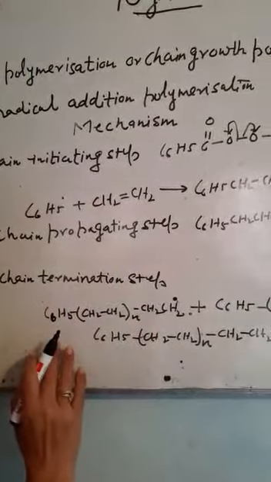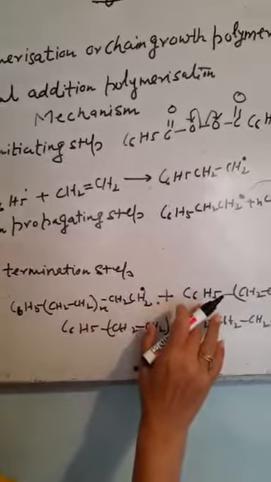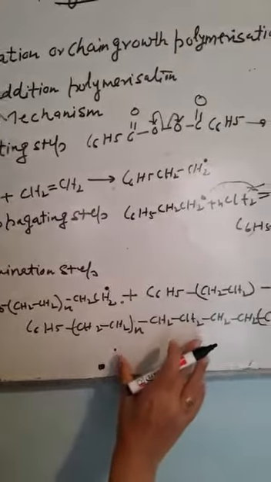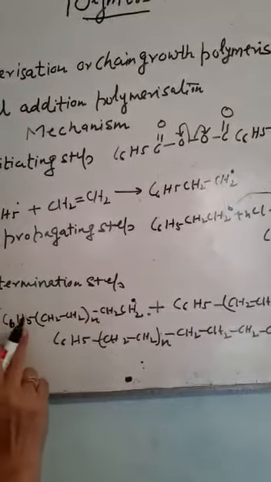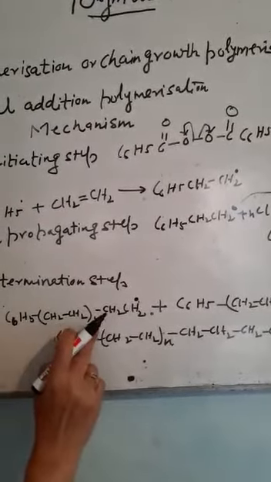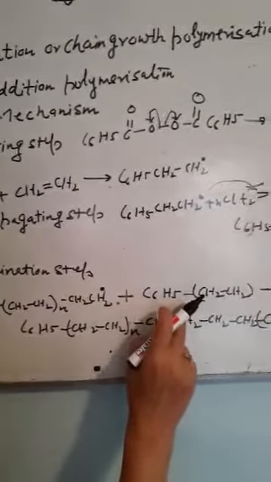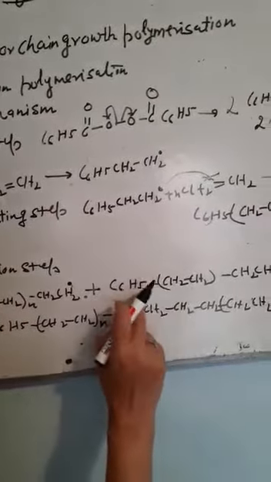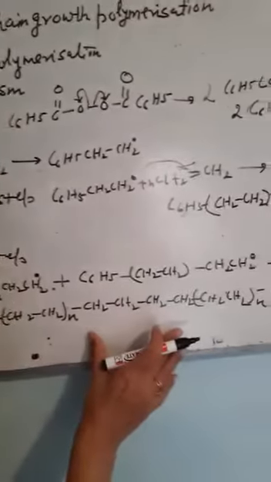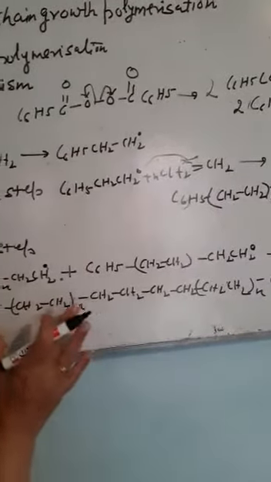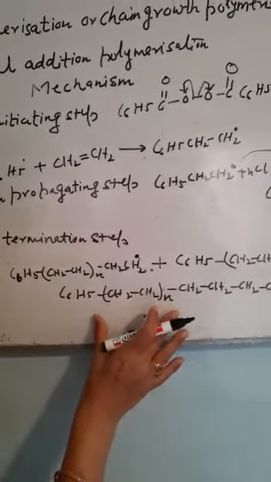In this chain termination step, the two polymeric chains which contain free radical combine together to form a molecule. Here there are two chains, one consisting of C6H5, CH2, CH2 and CH2, CH2 in the form of free radical, and the second chain that also consists of the same number of molecules. These join together to form a bigger chain, and in this way the growth of chain takes place and the formation of polymers takes place.